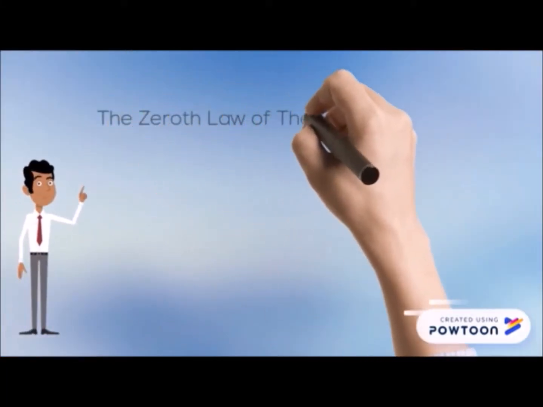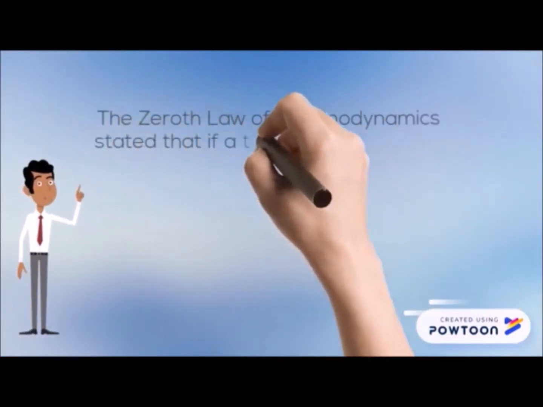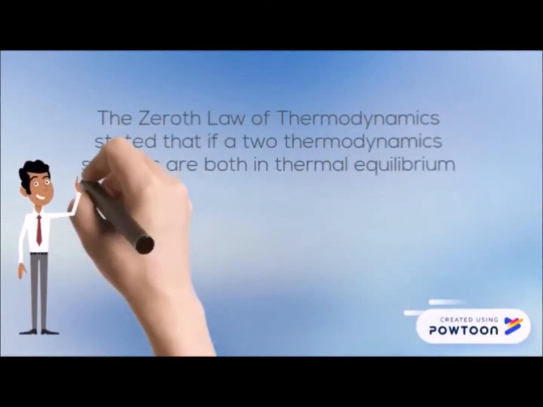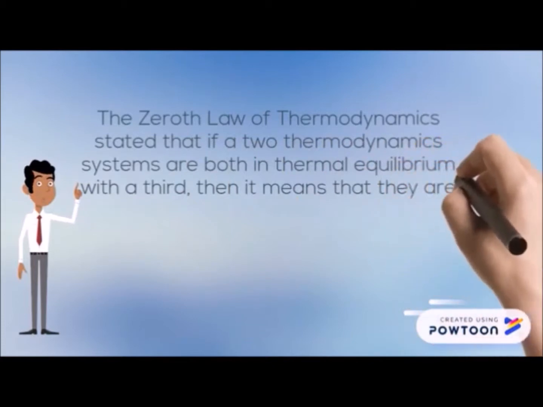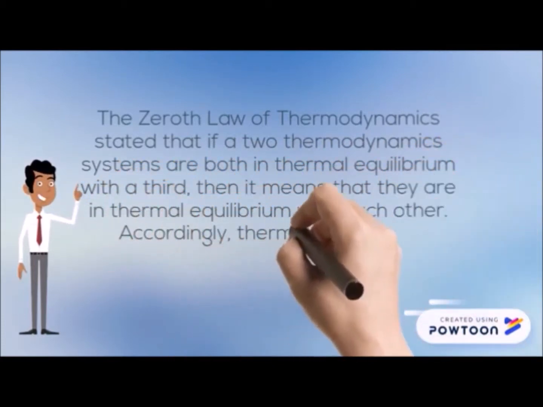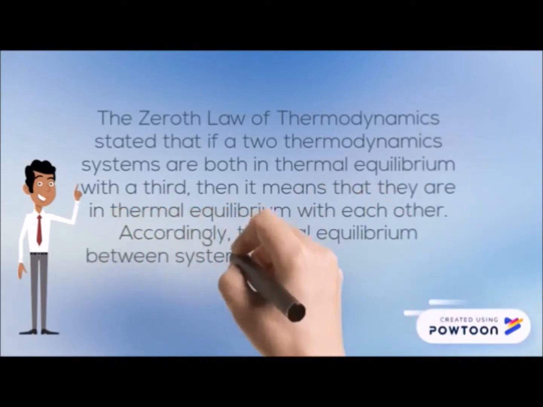The zeroth law of thermodynamics states that if two thermodynamic systems are both in thermal equilibrium with a third, then it means that they are in thermal equilibrium with each other. Accordingly, thermal equilibrium between systems is a transitive relation.